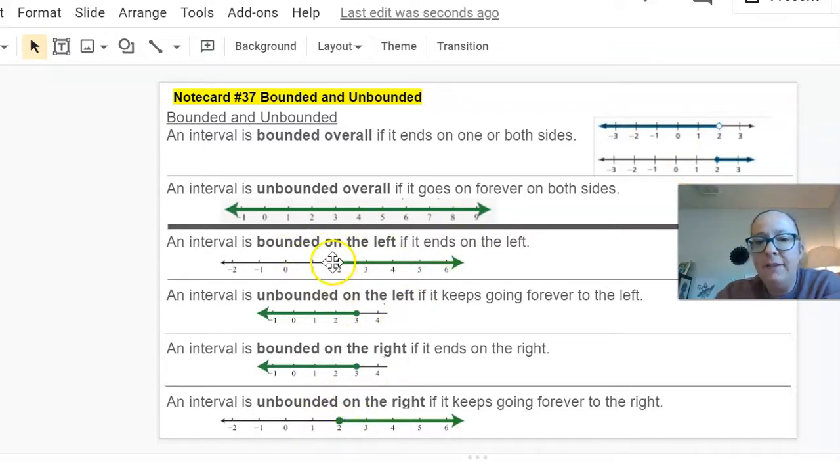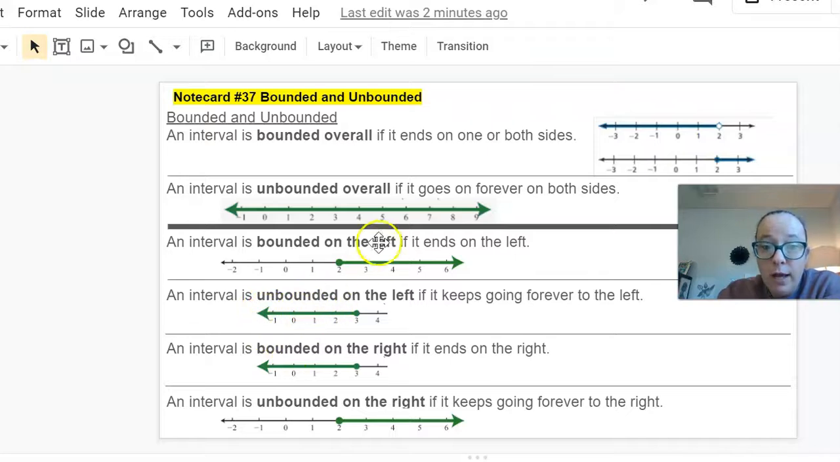Are we bounded on the left? Are we unbounded on the left? So if you look right here, the interval is bounded on the left if it ends on the left. So on the left here, it ends. That's called bounded on the left. It would be unbounded on the right because it keeps going. This right here is unbounded on the left because it keeps going forever to the left. That arrow means it keeps going on forever. So that's called unbounded specifically to the left.